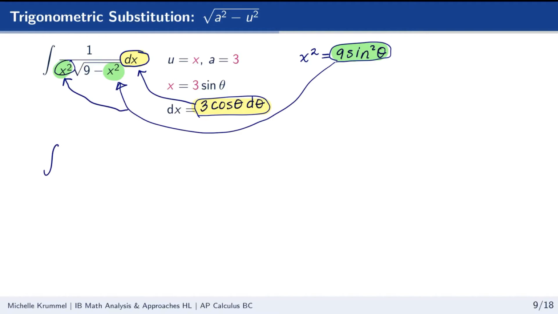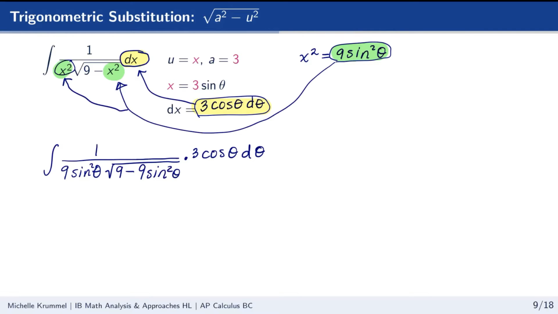Okay, so this becomes the integral of 1 over, the x squared is getting replaced with 9 sine squared theta. Then we have the square root of 9 minus, and I'm replacing the x squared with 9 sine squared theta. Then we're replacing the dx. Do not forget to sub in for the dx. I'm replacing the dx with 3 cosine theta d theta. And now we have a new integral that's written just in terms of theta. So let's simplify where we can.